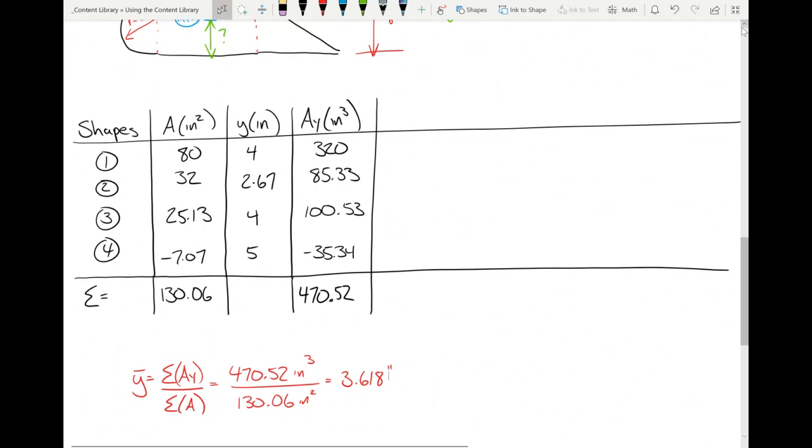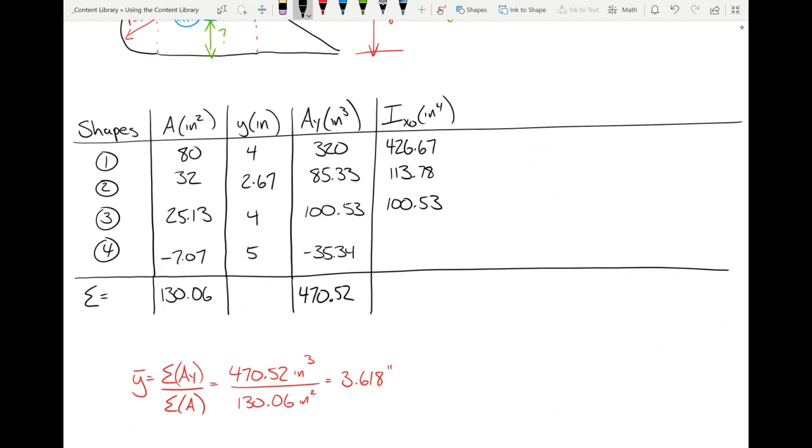Okay, all right. So now what we're going to do is compute our moments of inertia. The way that we do this is we start off by listing our individual moments of inertia. Usually the way I write this is my x naughts, one for each little shape, but you can call it whatever you want. So we've got 426.67, 113.78, 100.53, and this was negative 3.98. It's just me writing down the values from up above.